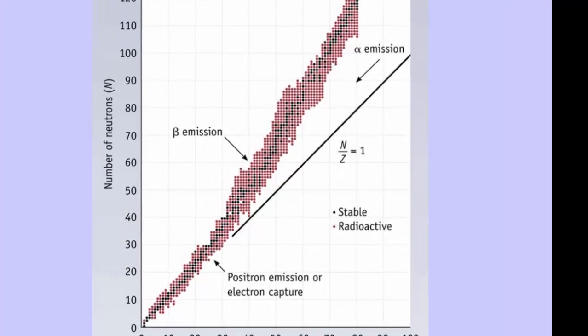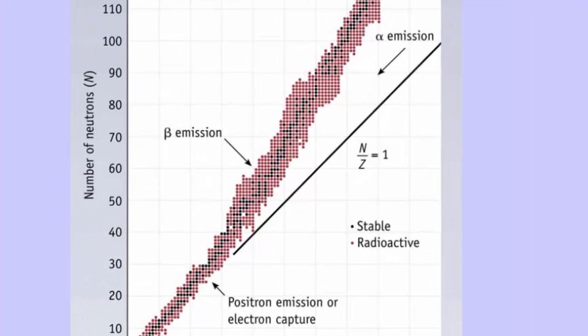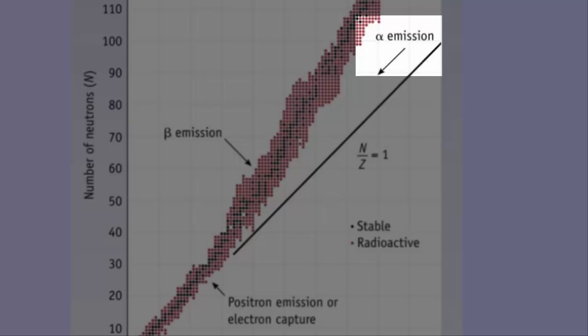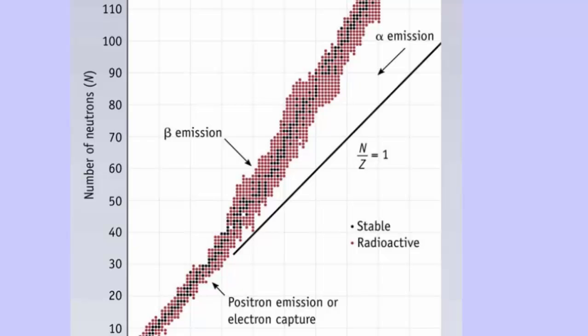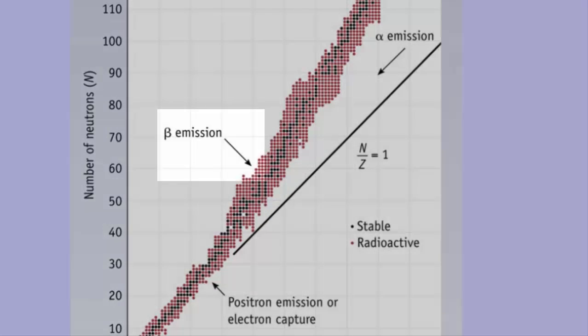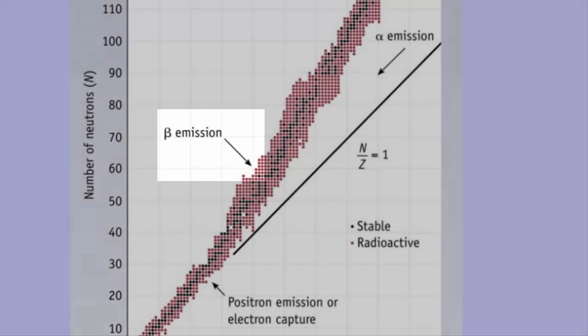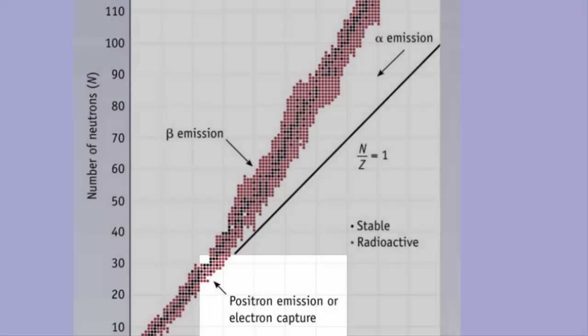The little arrows from alpha emission, beta emission, and positron emission show the general direction that you will head in on this graph if you undergo one of those things. So alpha emission decreases both the number of neutrons and protons because you're releasing protons and neutrons in the form of alpha particles. Beta emission actually decreases the number of neutrons, but it increases the number of protons just a little bit. And positron emission is exactly the opposite.